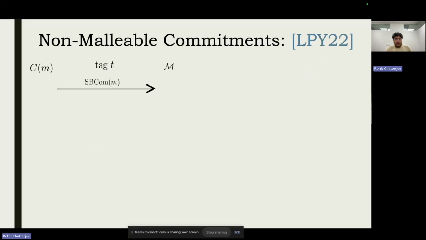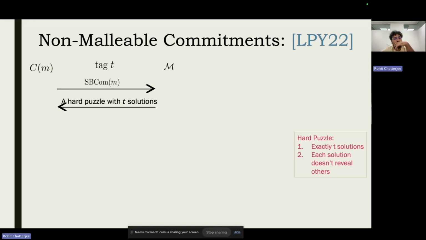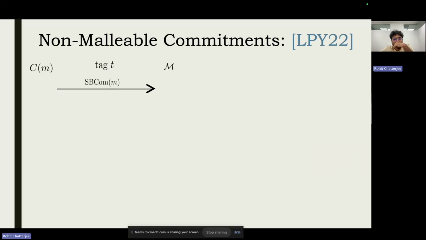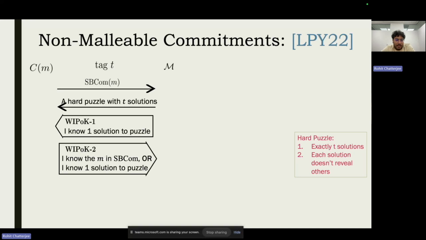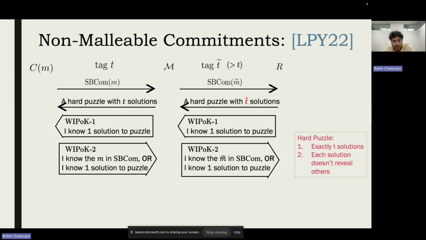Okay, so a crucial work was the work of my co-authors that instantiated a constant round non-malleable commitment. How does this work? The protocol looks as follows. There's an initial standard commitment to the message. Then the receiver sends a hard puzzle with, let's say, T solutions. This is important to note: it has exactly T solutions, and each solution is sort of independent. Then the receiver gives a proof of knowledge that it knows one of the solutions to the puzzle. The sender then generates a proof of knowledge of its own, showing that, following the template we described before, it knows the message it committed to in the first round, or it knows one solution to the puzzle. In the man-in-the-middle setting, this looks like this.